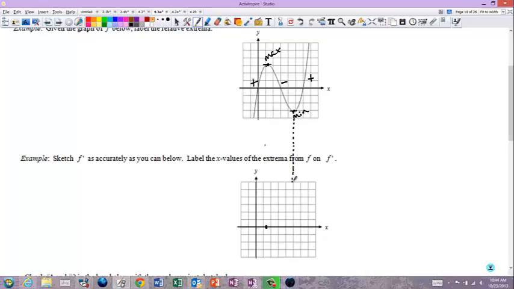Are those even lined up? No. Let me see. That's 1, 2, 3, 4, almost 5. And it's above the x-axis, below, above. So it's going to be above, below, and above. And that should make sense.